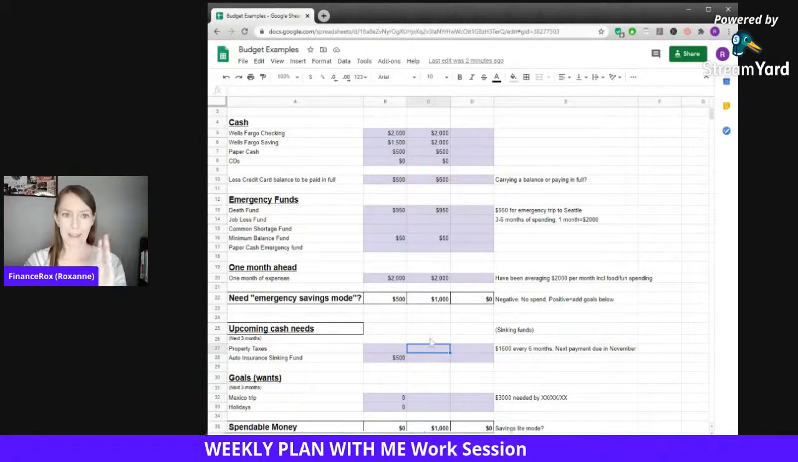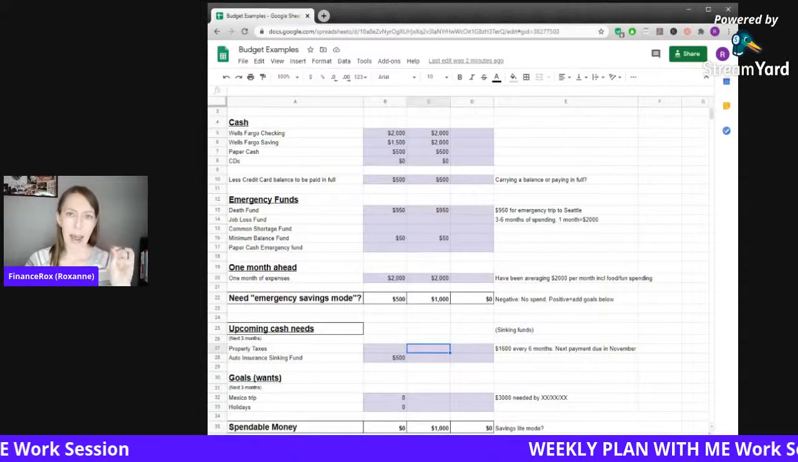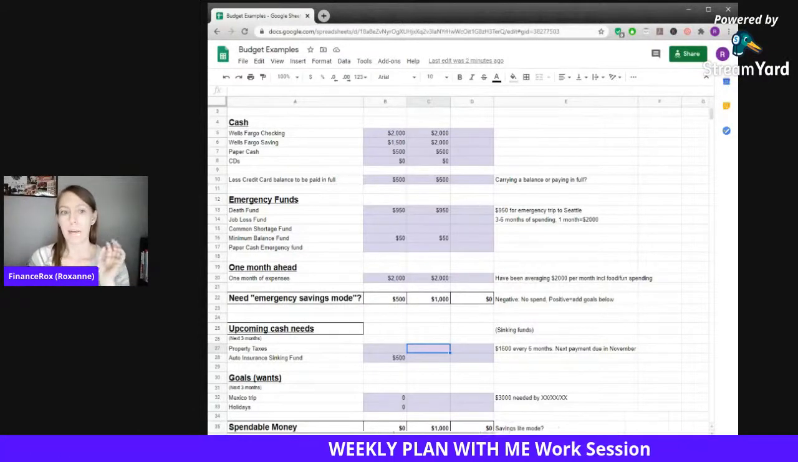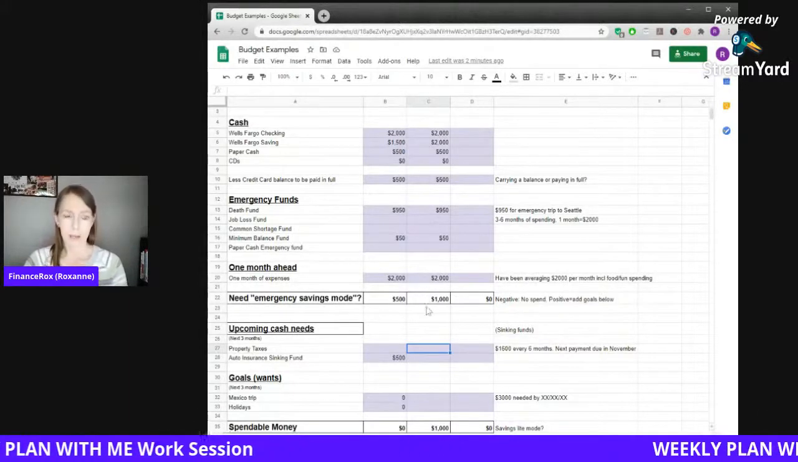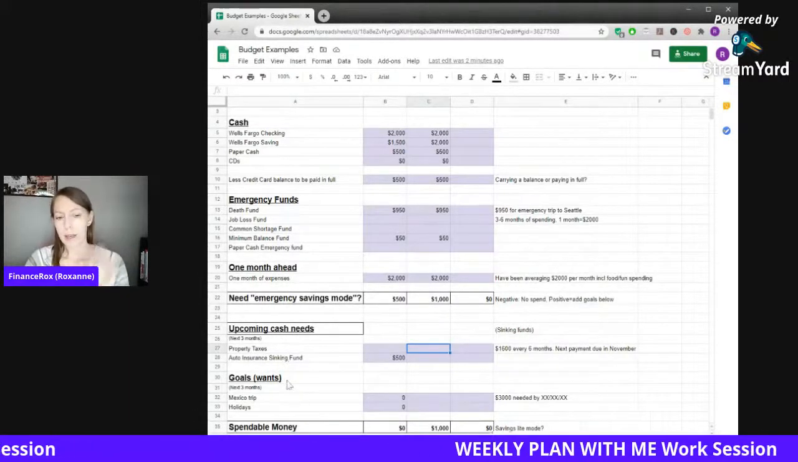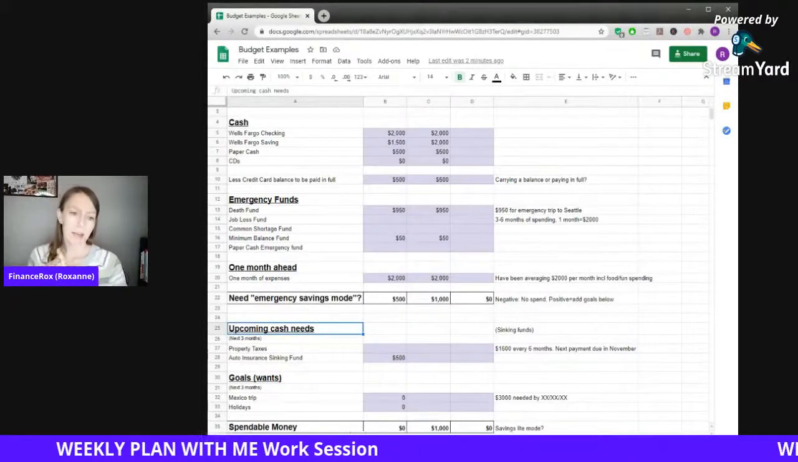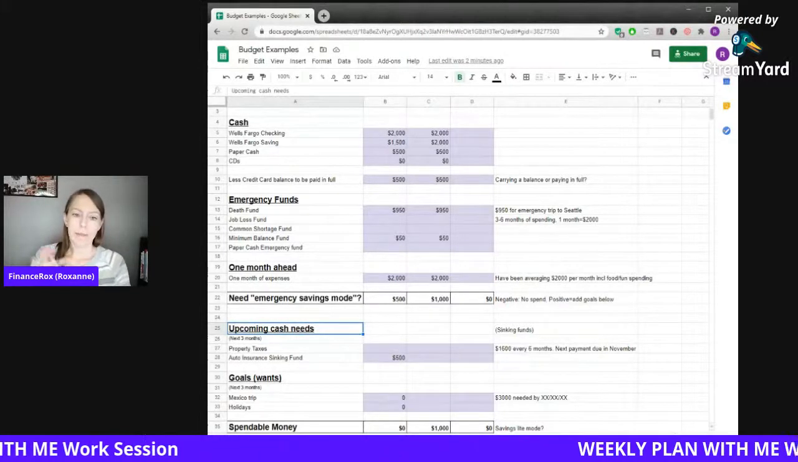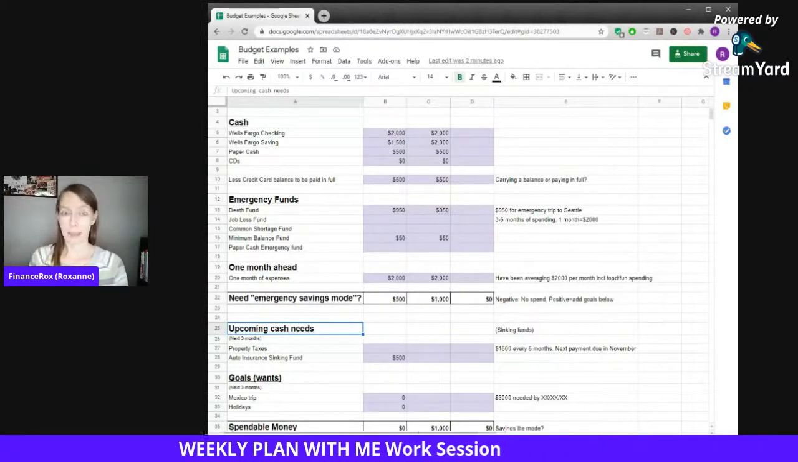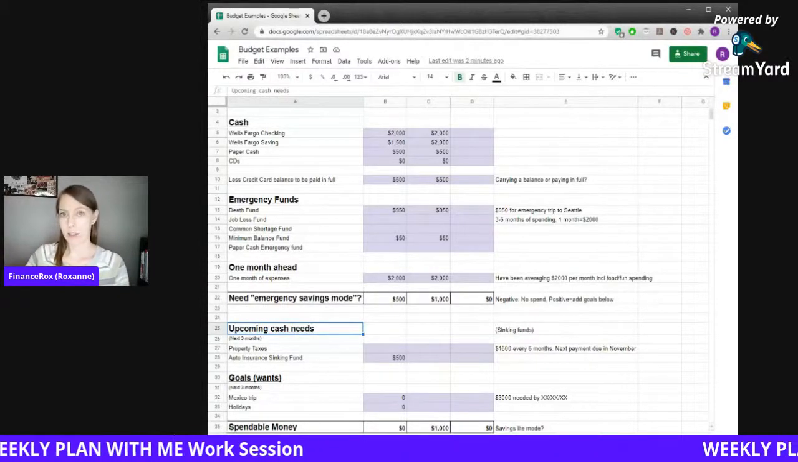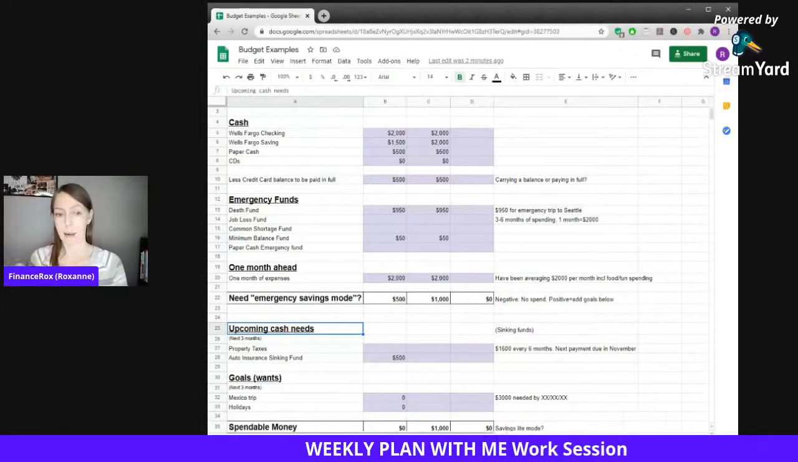Hopefully that makes sense. So this is just looking at how much cash I have and whether it is enough to cover my current obligations. So once I had the emergency funds and 1 month ahead, then I added goals and also upcoming cash needs. I got to the point where I said, okay, if I have any big expenses coming up over the next 3 months, I just want to have the cash now. I don't mind holding the cash a little while to make sure that I'm not in a pinch within the next couple months.